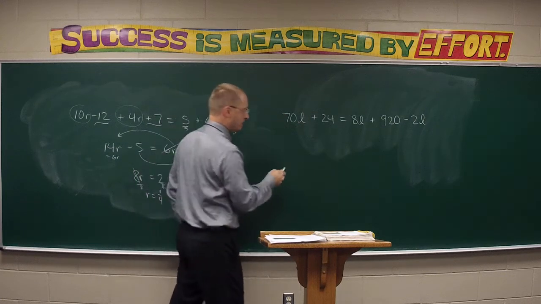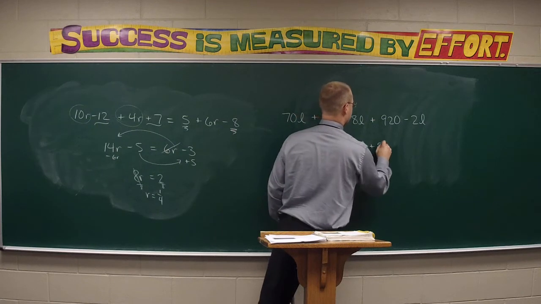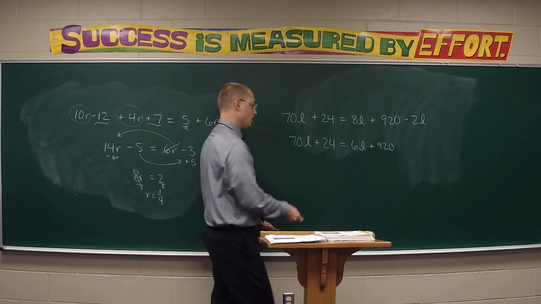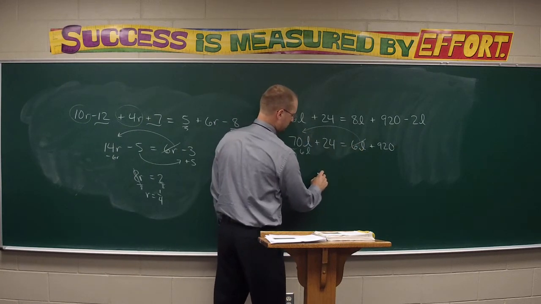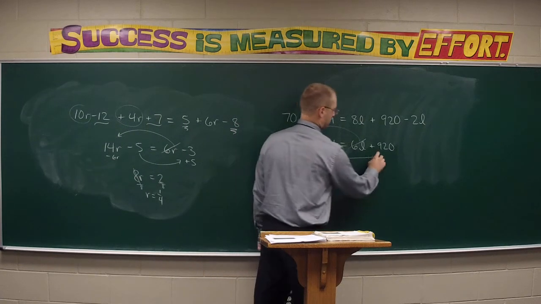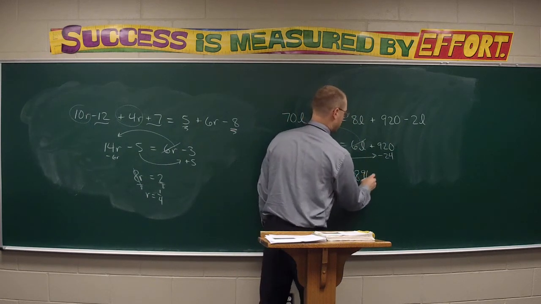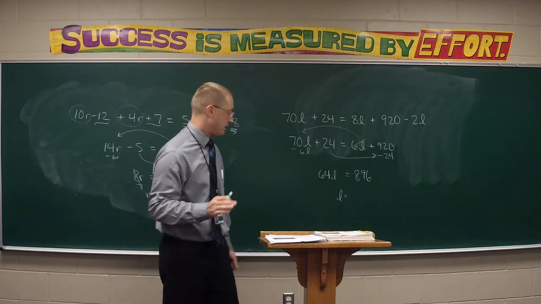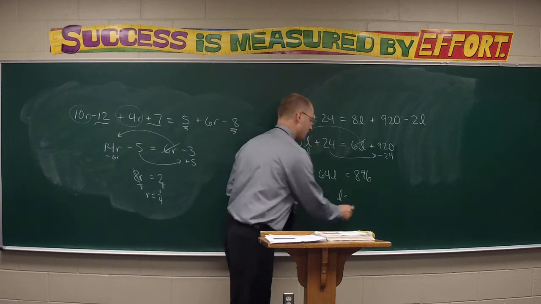Audrey, on the right-hand side, plus the 920. Then Abby, move the 6 over as a negative 6. And then that equals 64. Then move the 24 as a negative 24, and you get 896. And we love our calculator right about now. We try dividing by 64 and see if it comes out evenly. 14. Ah, very nice.